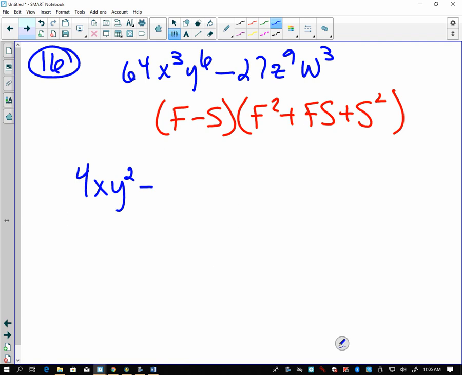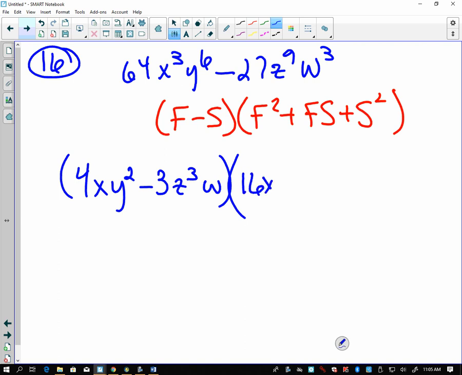All right, the next part: what's the cube root of 27? 3, good. So I got 3. The cube root of z to the 9th is z cubed, and the cube root of w cubed is w. That is my f minus s, right? I've got the first part here. Does this make sense? The next part is I need to identify f. Well, f is 4xy squared. And I want to square that, so I'm going to square each individual part there. 4 squared is 16.